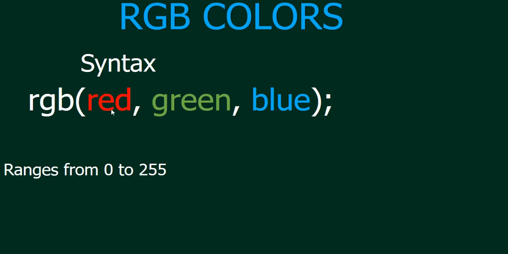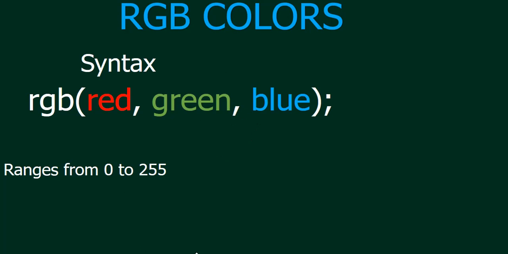So any number that goes in here is red. The browser interprets that as red. Any number that goes here, the browser interprets as green, and whatever goes here, the browser will interpret as blue. And it ranges from 0 to 255, and not more than 255. Any number above 255 wouldn't be interpreted as an RGB color. So it ranges from 0 to 255. Take note of that.